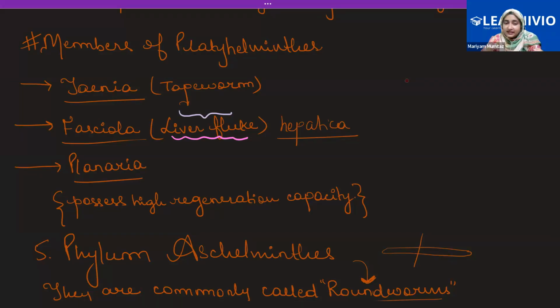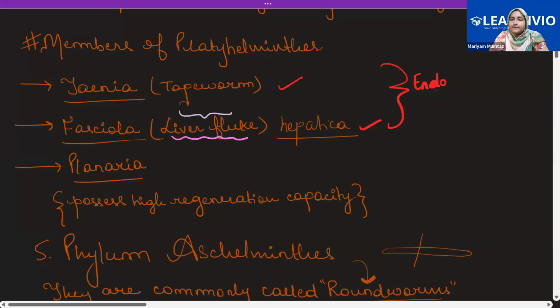And then there is planaria. Planaria is not a parasite, it is not an endoparasite. The first two, tapeworm and liver fluke, are endoparasites. Endoparasites, you've understood, right?